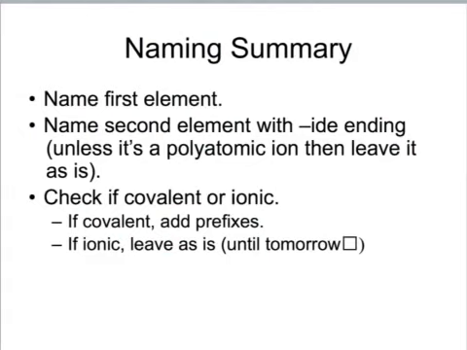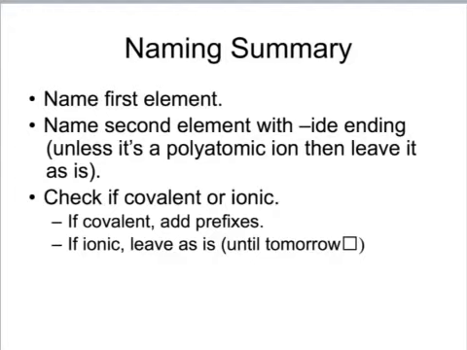So just a quick summary. If you're naming a substance, you name the first element, then you name the second element and end it with -ide. Unless it's a polyatomic ion, then you leave the ending of it as is. Then you check if it's covalent or ionic. Remember, covalent means nonmetals. Ionic means metal with a nonmetal. If it's covalent, you add your prefixes. If it's ionic, you leave it as is until tomorrow when we talk about the transition metals. But for now, you leave it as is.